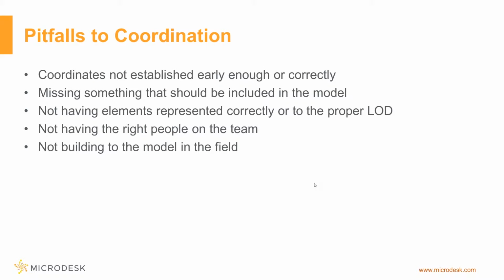And so one of the big ones, and I talked about this before, is the coordinates not established early enough or correctly. This can really be something that can drag a project down. When we're only meeting weekly or some every 2 weeks, if we don't have these models in the correct location, we really can't run a clash detection or start our coordination process. So if the first week we get models, 3 of them are in the right place and 2 aren't, that's a lost week.